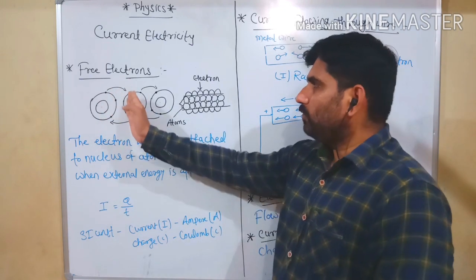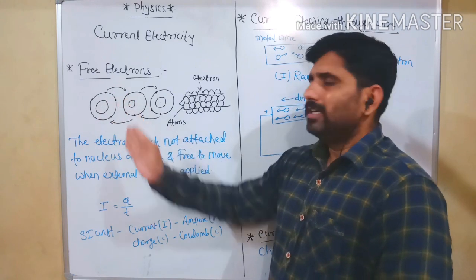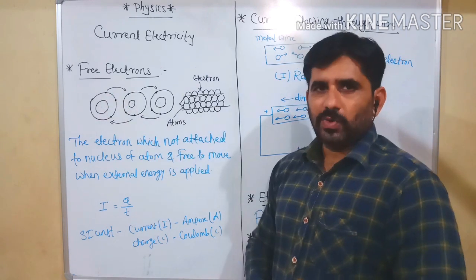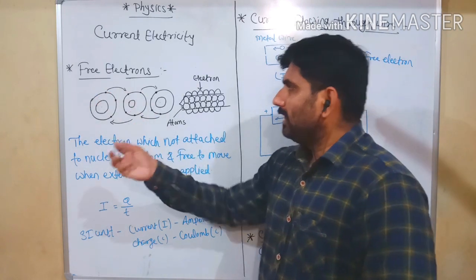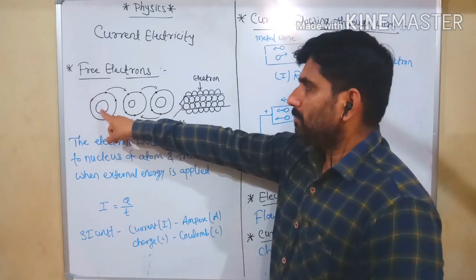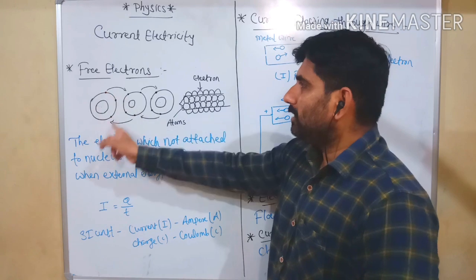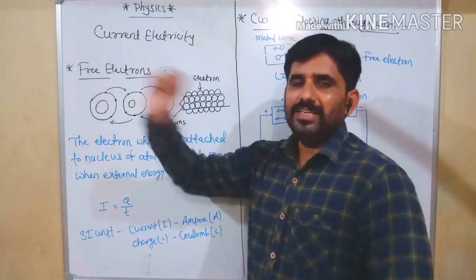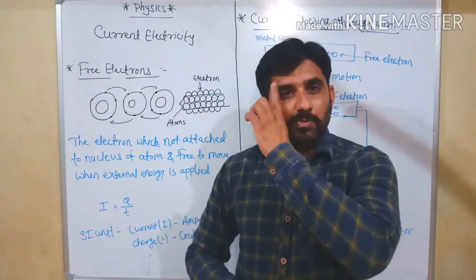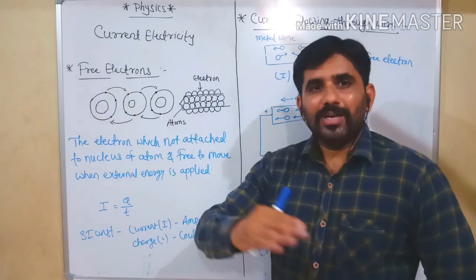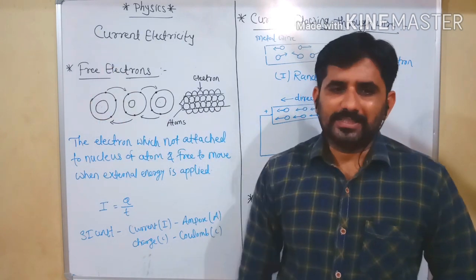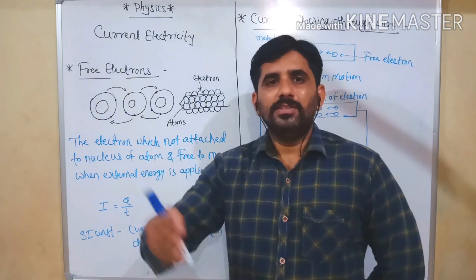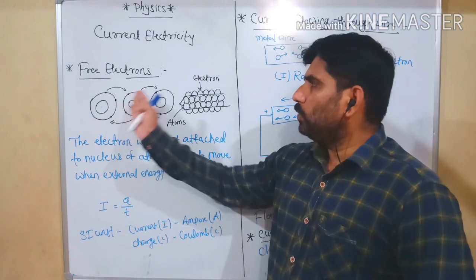When any external force or external energy, in the form of heat or light, is applied on these valence electrons, they get pulled away from their parent atom and they become free. That's why they are called free electrons. Due to these moving charges, free electrons are also called moving particles or moving charges. And these moving free electrons transmit the electric current through the conductor from one point to another.